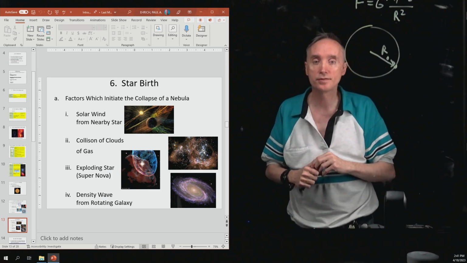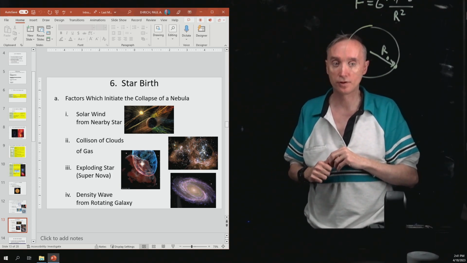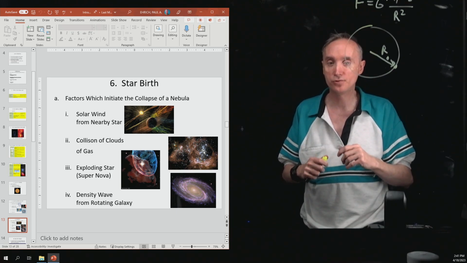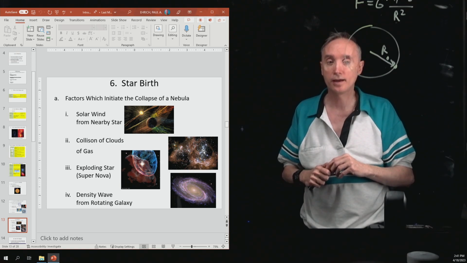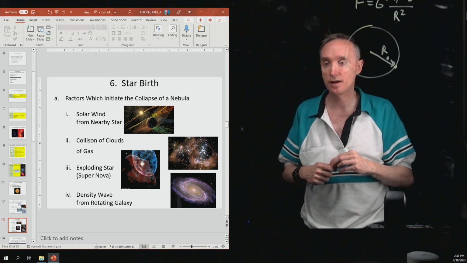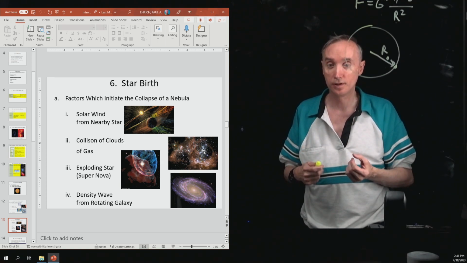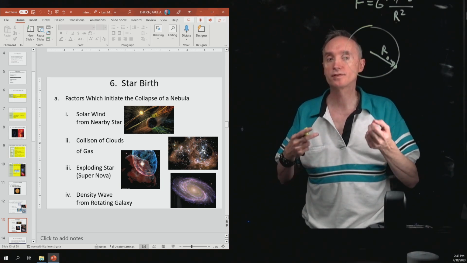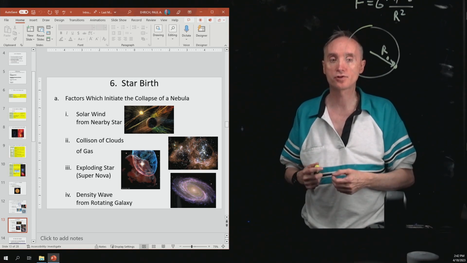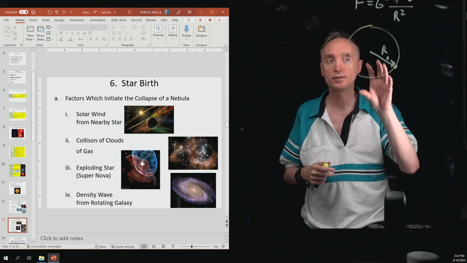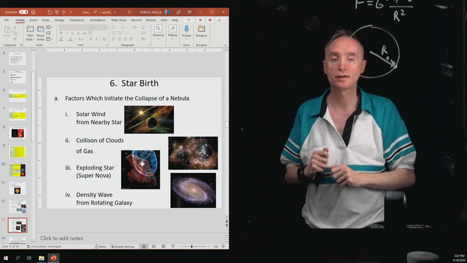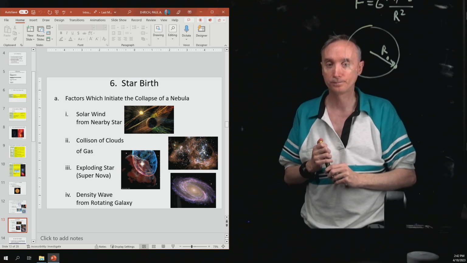Another one is a supernova. So in a future lesson, we're going to talk about how stars die. And so one way that a star can die is it can explode. So when it explodes, that's going to be called a supernova. And when something blows up, it gives off a shock wave. And when that shock wave hits a nebula, it could compress the nebula enough that gravity would take over.